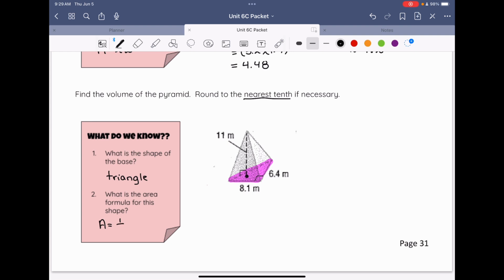because we want area of a triangle this time, 1/2 base times height, or 1/2 length times width. And our volume equals 1/3 area of our base times the height of this three-dimensional shape. So our base, I'm going to find the area of that first. Area equals 1/2 base times height. And plug it in. So 8.1 times 6.4. Multiply that out.